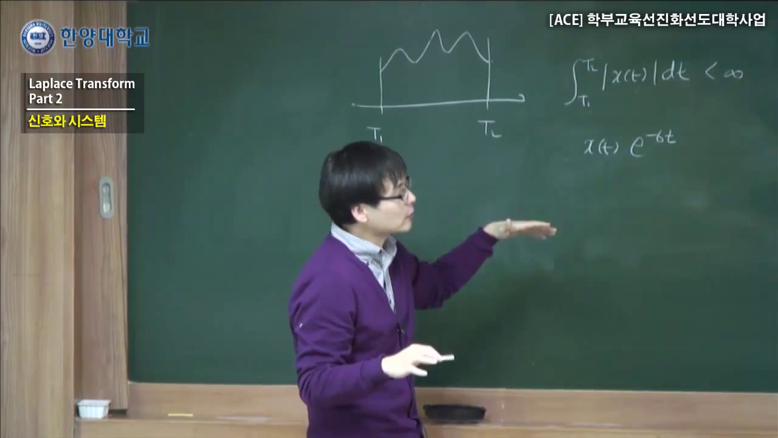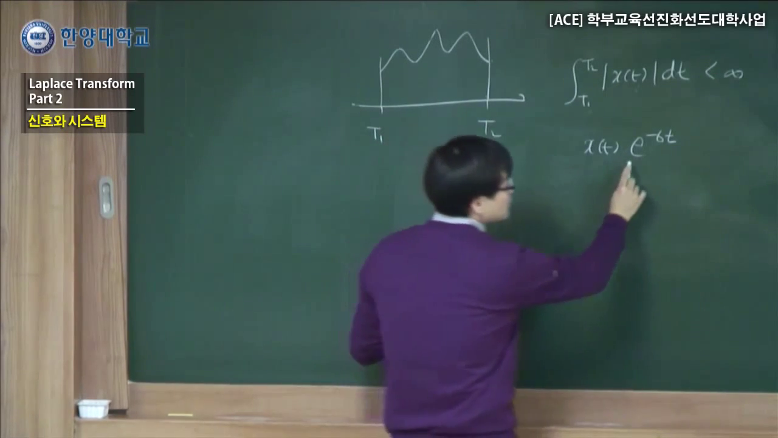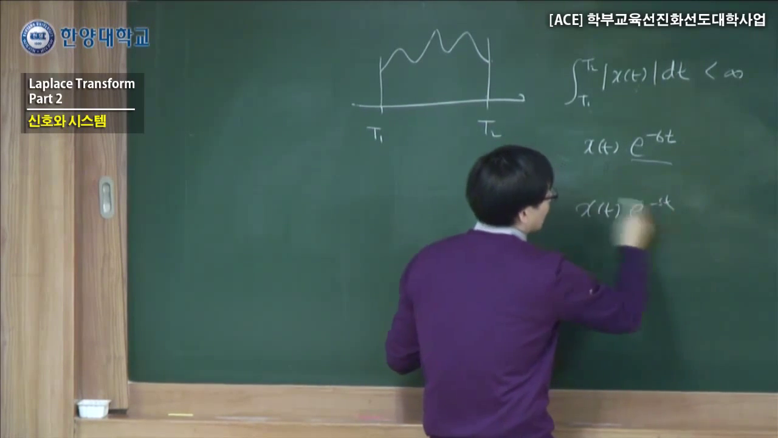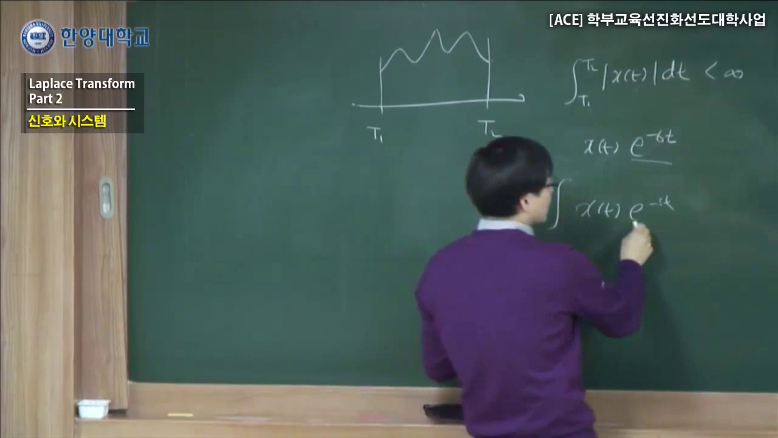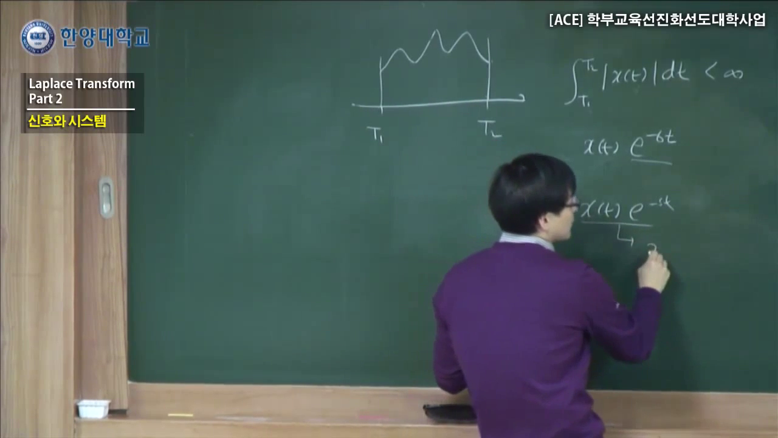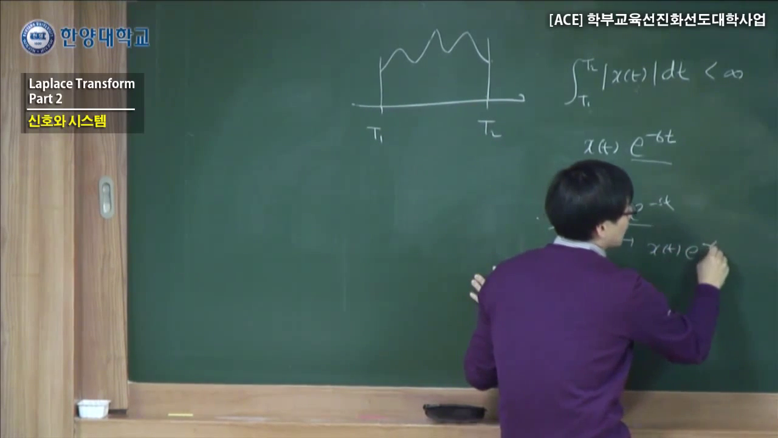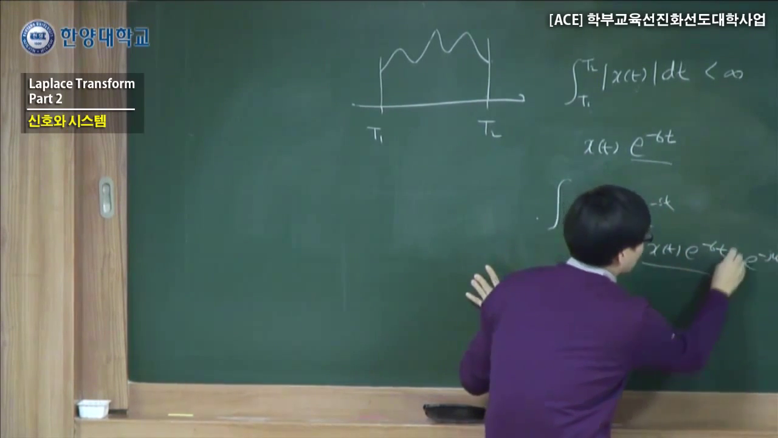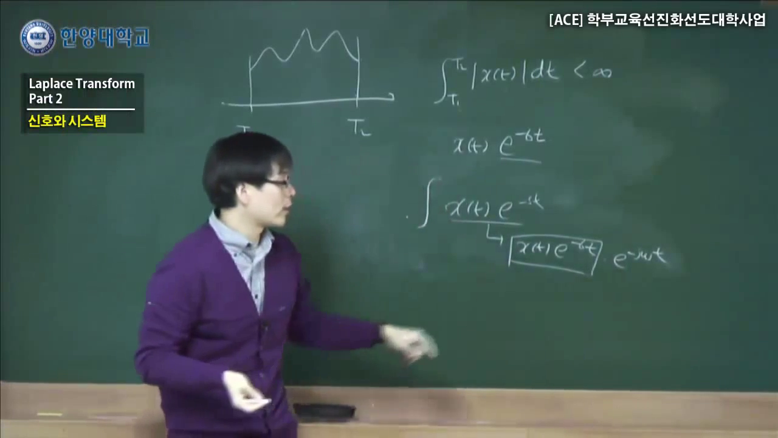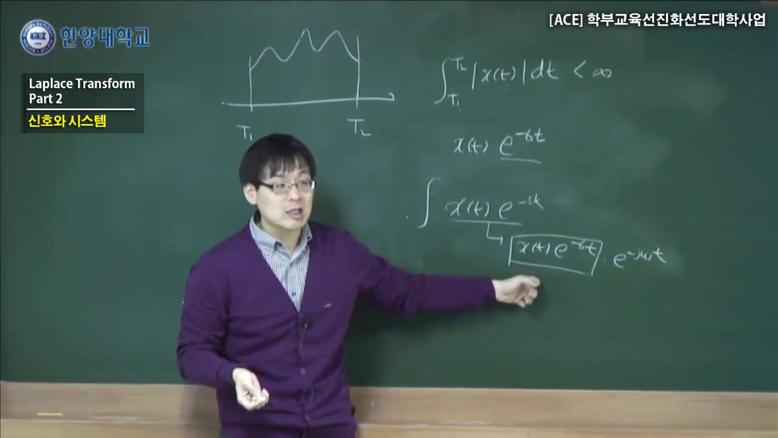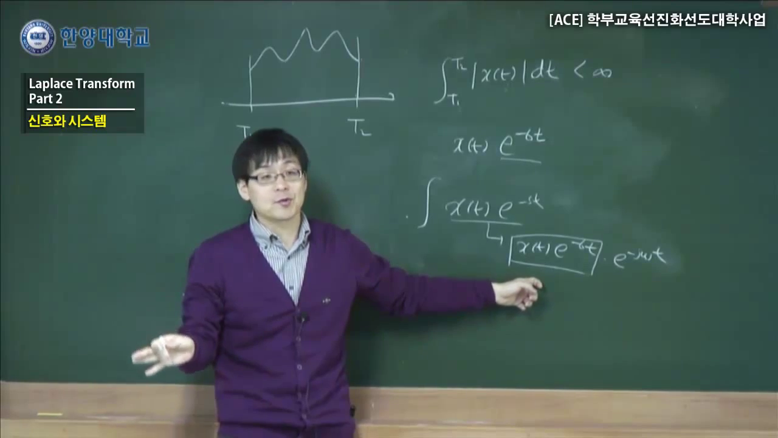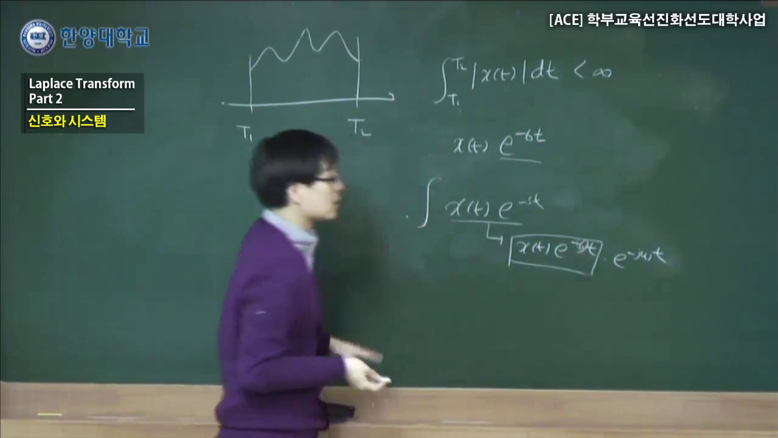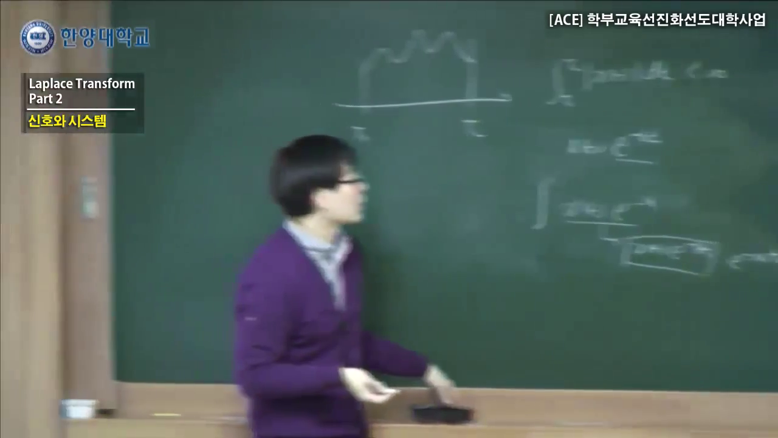The reason that we care about regional convergence is because of this term. In the Laplace transform, it looks like this, right? And if you combine this, it will always look like this, so we can define them as the Laplace transform of this one. If this one converges, then it's fine. If this one diverges, there's trouble. So we have to consider this delta value over here.